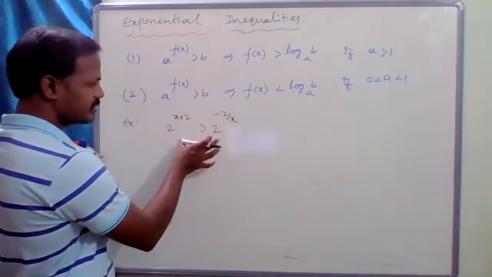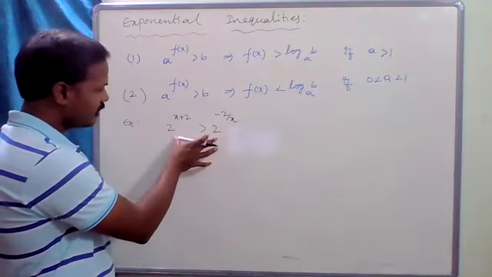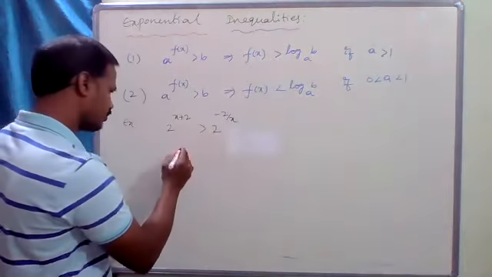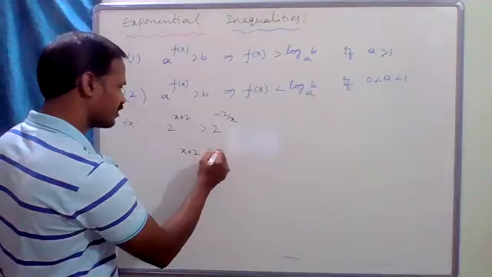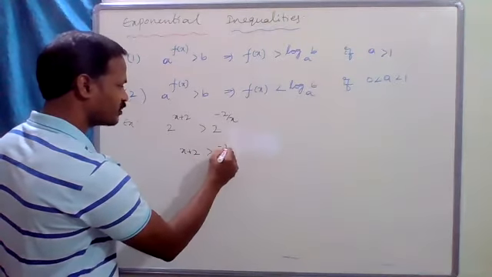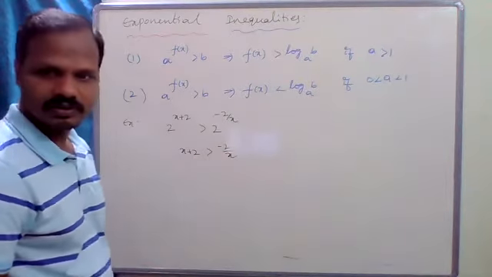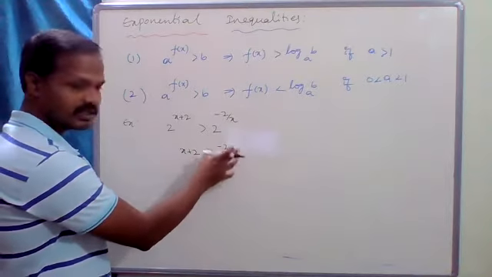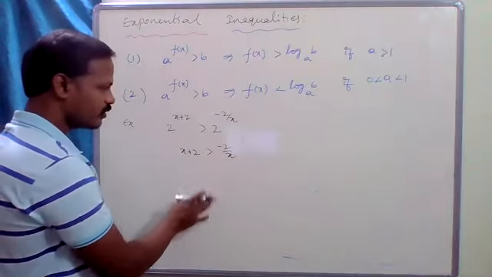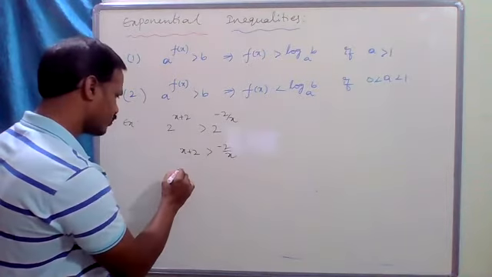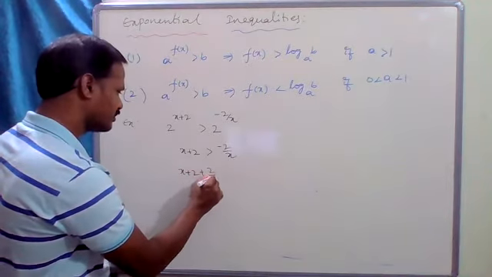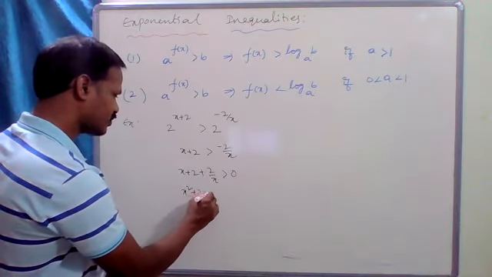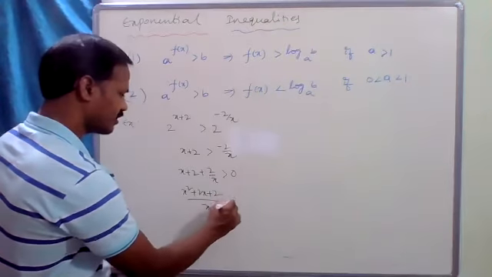Here the bases are equal and both are greater than 1. Therefore x plus 2 is greater than minus 2 by x. Now what do we have to do? You should not cross multiply because you don't know which is positive or negative. So take this to the left side: x plus 2 plus 2 by x is greater than 0. Now (x square plus 2x plus 2) by x is greater than 0.